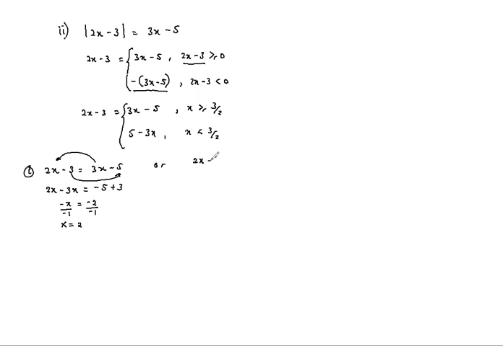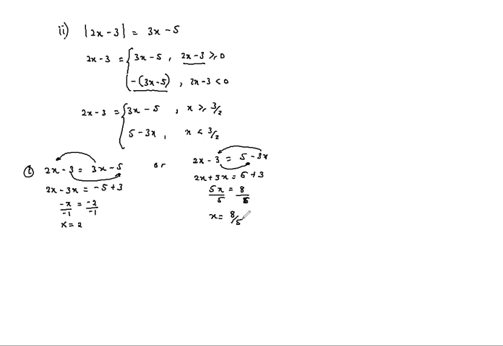2x minus 3 is equal to 5 minus 3x. Take this side, take that side. I'll have 2x plus 3x is equal to 5 plus 3. This is 5x is equal to 8. Divide by 5, divide by 5. Then I'll have x is equal to 8 over 5. So I have two values.